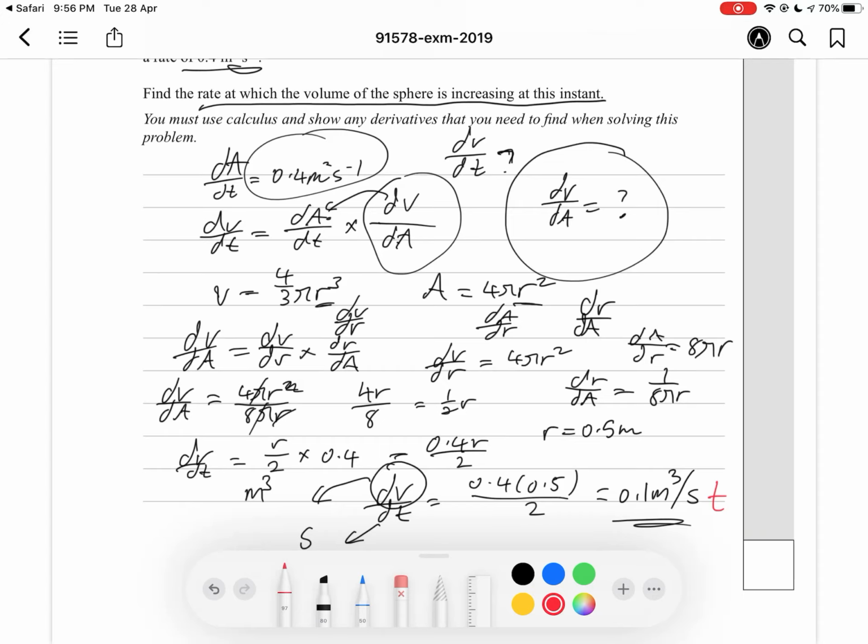To get a merit grade, you need the correct expression for dV over dt. So if you can get up to this step here, that's a merit grade. Correct expressions for dA over dr or dV over dr are for an achieved. Okay, that's pretty lenient. So you can get an achieved for this step or this step here. These are worth achieved grades.